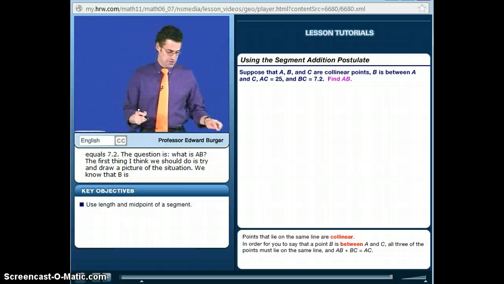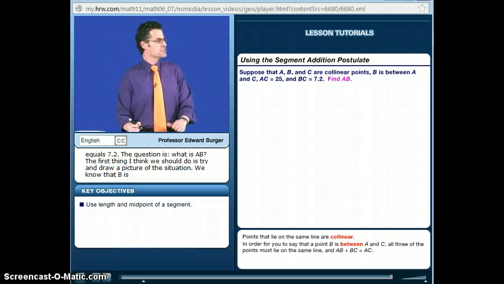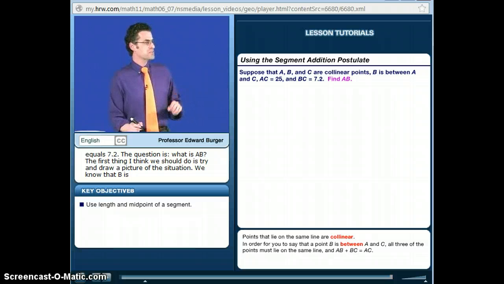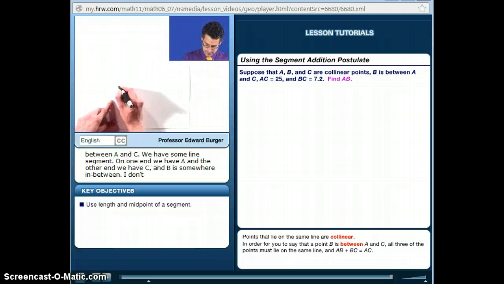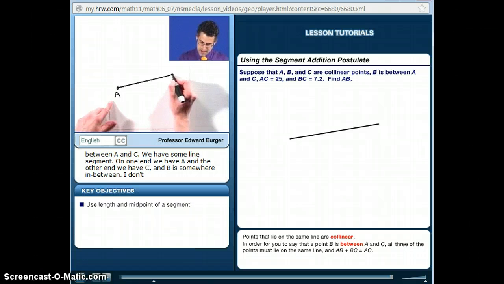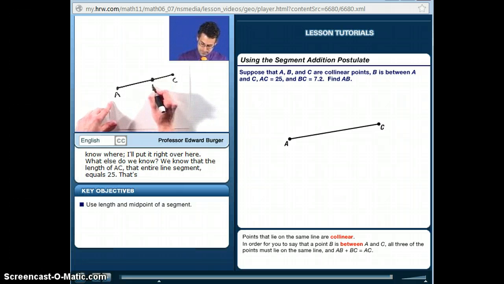So the first thing I think we should do is just try to draw a picture of the situation. We know that B is between A and C. So we have some line segment, and on one end we have A, and on the other end we have C, and B is somewhere in between. I don't know where. I'll put it right over here.